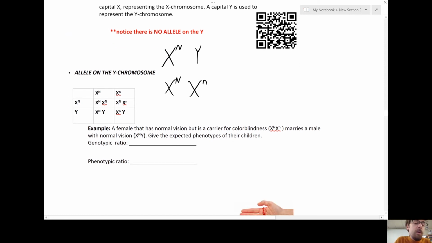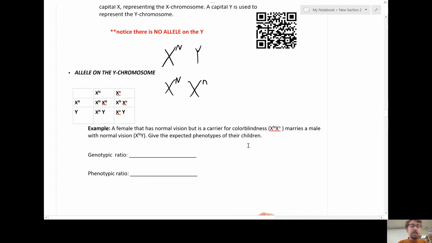We've got a Punnett square, kind of showing a cross between a female carrier and a normal male. So the female has normal vision, but she carries the color blindness allele. And we just kind of want to figure out the expected phenotypes of the children. So we can still give our normal genotypic ratios and phenotypic ratios. These are going to be a little bit longer than normal.